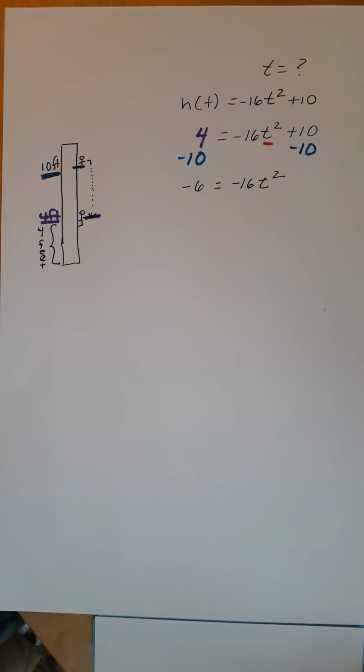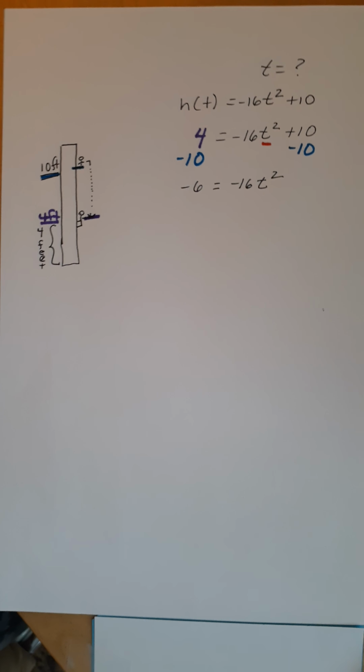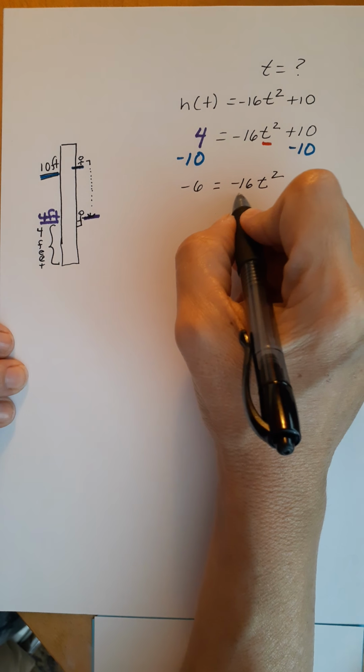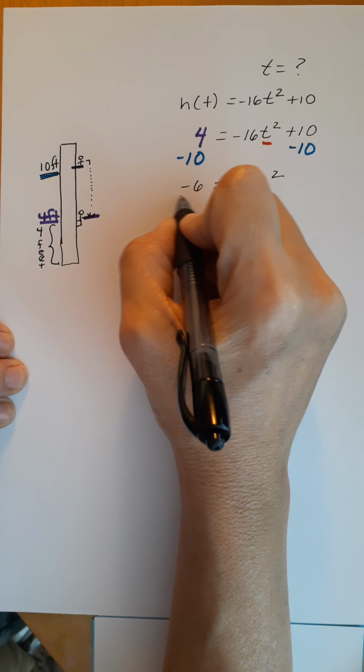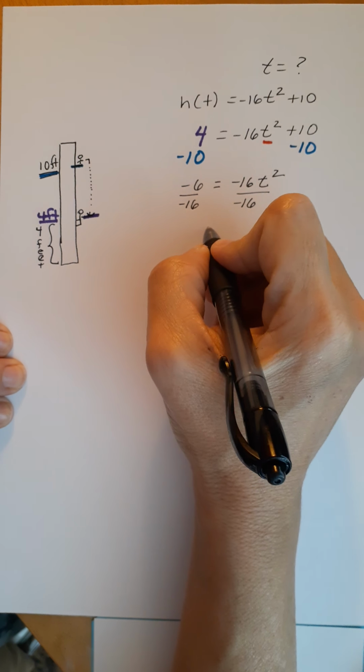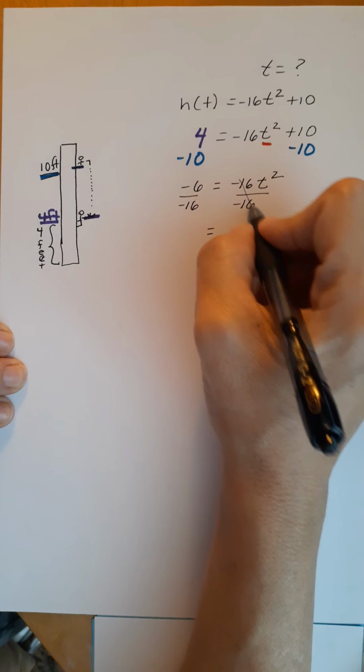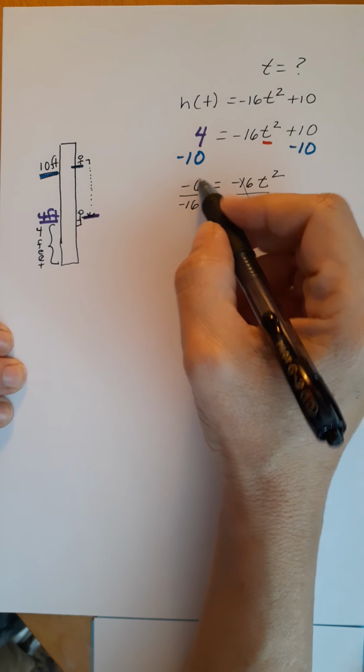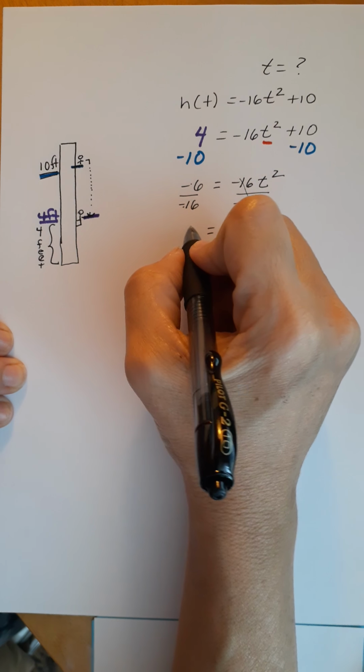All right, now with this, what we're going to have to do is still get the t squared alone. So I'm going to divide both sides by negative 16. Negative 16. Okay? And that cross cancels this out. I get t squared equals 6 over 16. Two negatives, if I'm dividing them, give me a positive.